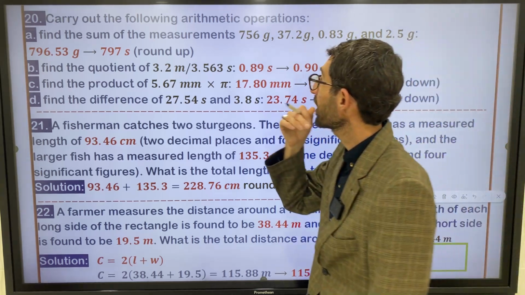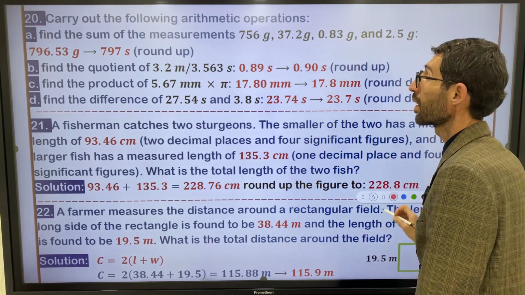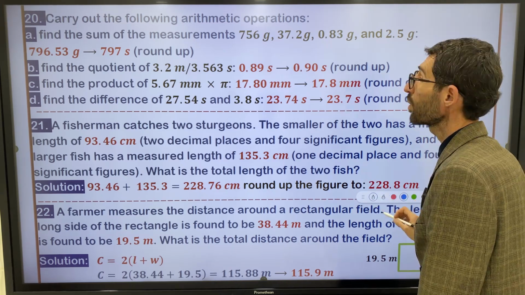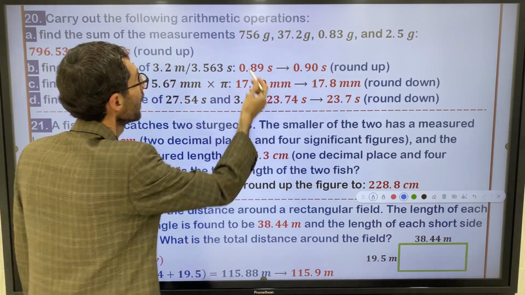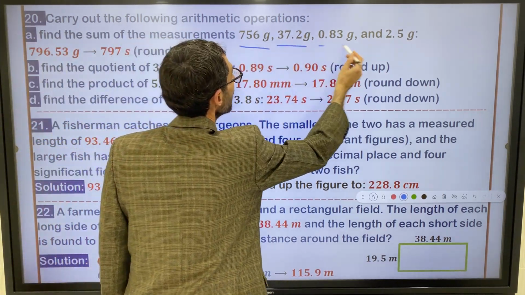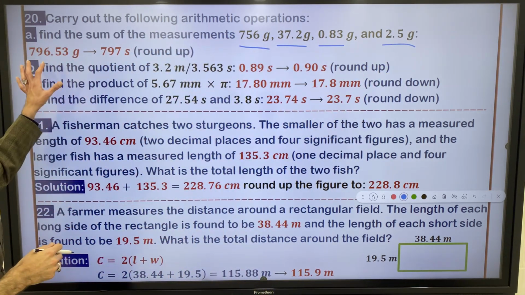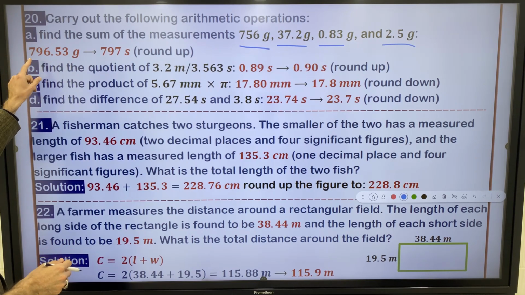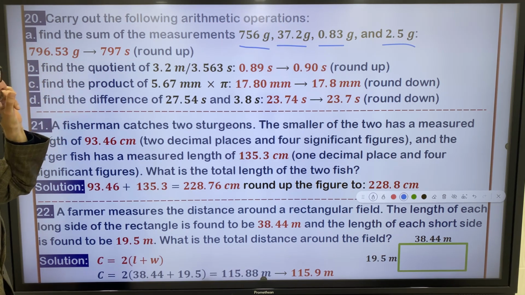So the first one, find the sum. It says, find the sum of these numbers. We want to add them up together. After that, you find the answer. This is the answer, actually: 796.53 grams, right? We want to round it.